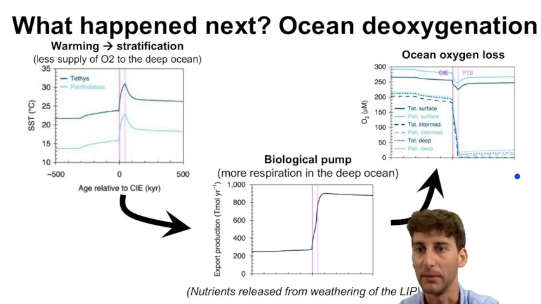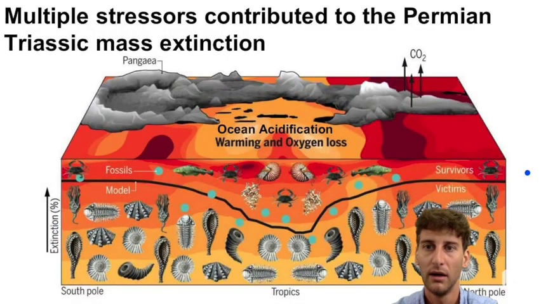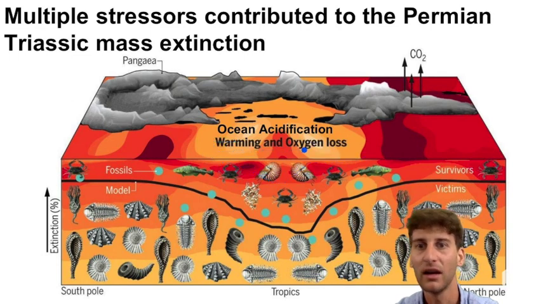So this is another major kill mechanism for a lot of the species that died in the Permian Triassic mass extinction. So in the end, we have these multiple stressors that are contributing to the demise of the organisms 252 million years ago. There's ocean acidification, there's warming, there's oxygen loss. All of this is adding up to make it really difficult to survive under these conditions.